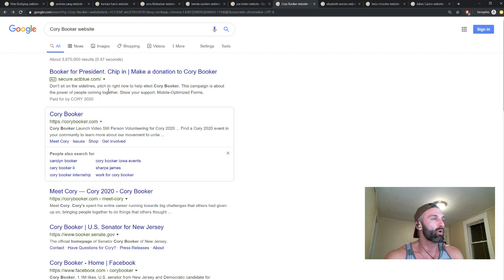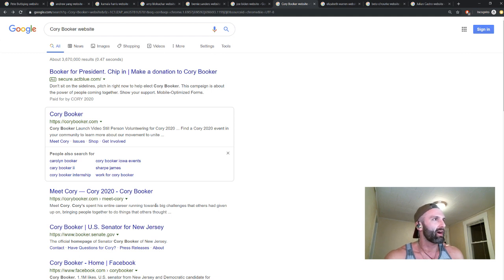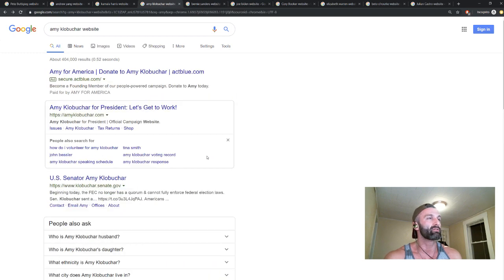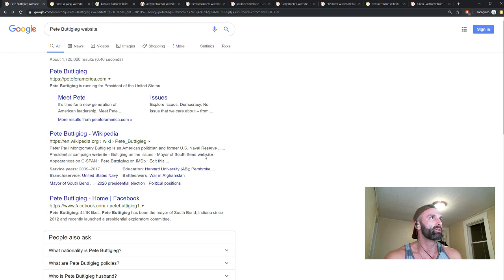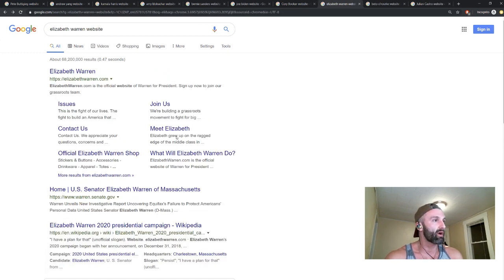Cory Booker, again, he is driving traffic to somebody else's site. Why would you pay to drive traffic to somebody else's site? Again, he's got all of his stuff up on the first page, so that is good, other than driving traffic somewhere else. Elizabeth Warren, she's got a lot of links. I feel like she has more links than everybody else. Kamala has a bunch. Andrew has a bunch. But Elizabeth Warren, I think, has the most, which is good.